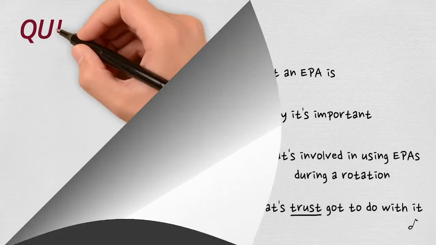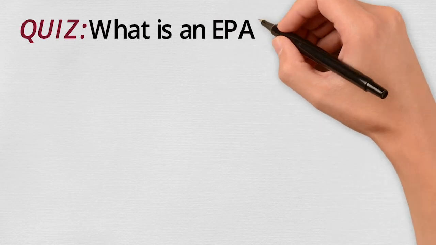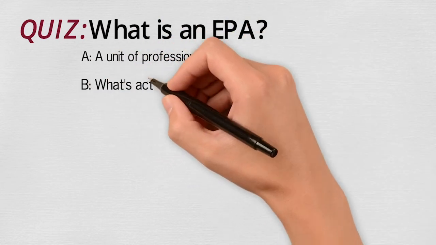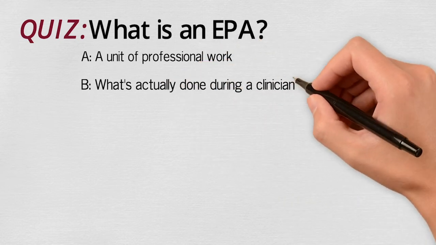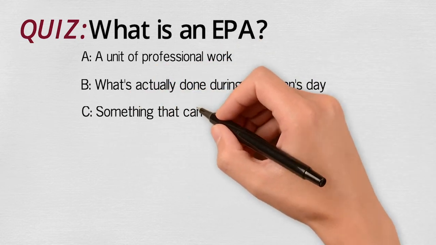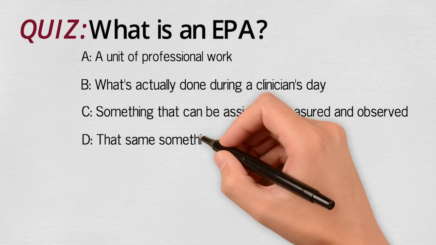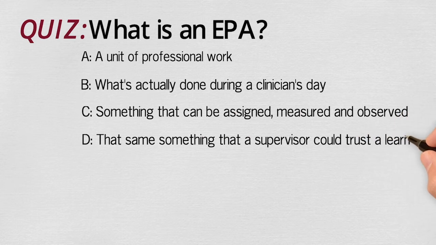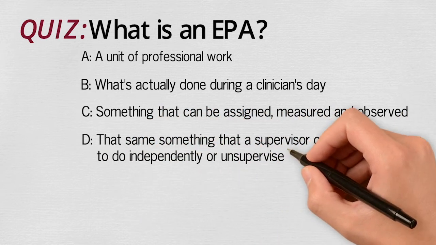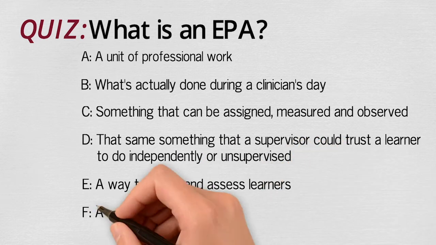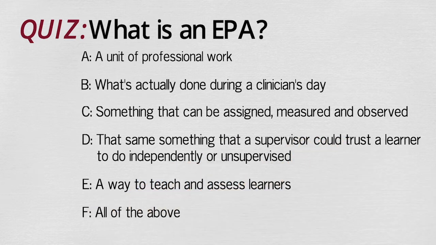Here's a multiple choice question. What is an EPA? A, a unit of professional work. B, what's actually done during the clinician's day. C, something that can be assigned, measured, and observed. D, that same something that a supervisor could trust a learner to do independently or unsupervised. E, a way to teach and assess learners. Or F, all of the above. It's no surprise that each of these describes an EPA.